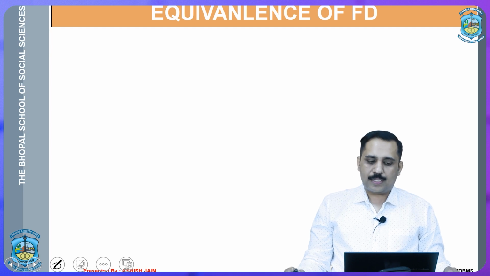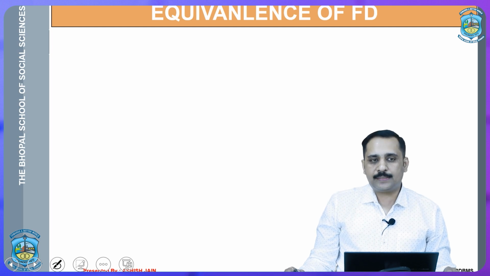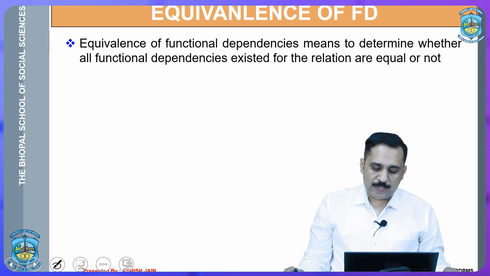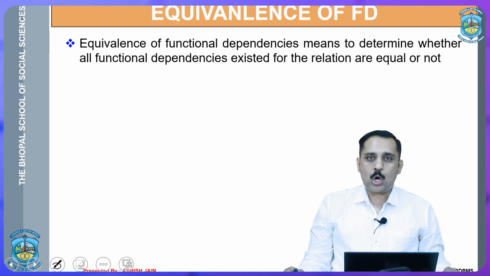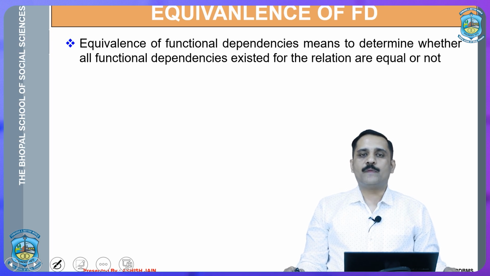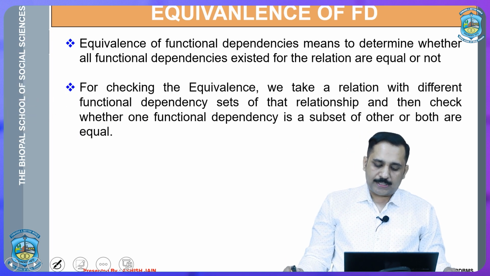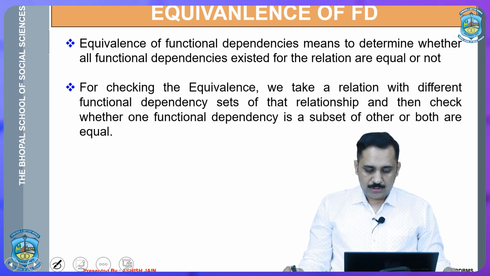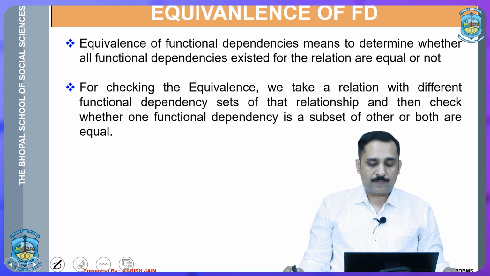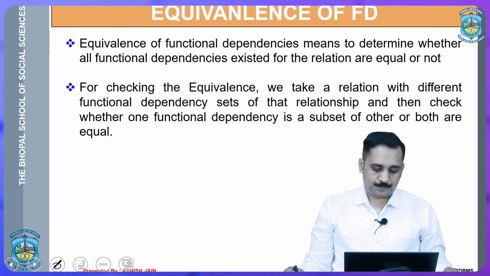Now the next topic is equivalence of FD or equivalence in functional dependencies. How will we check that two given functional dependencies are equivalent to each other? Equivalence of functional dependency means determining whether all the functional dependencies existing for the relation are equal or not. That means one set of dependencies in one relation holds for another relation as well. So for checking the equivalence, we take a relation with different functional dependency sets and check whether one is a subset of the other, or both are equal.